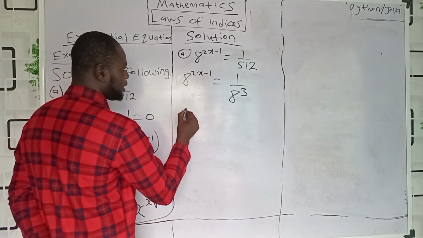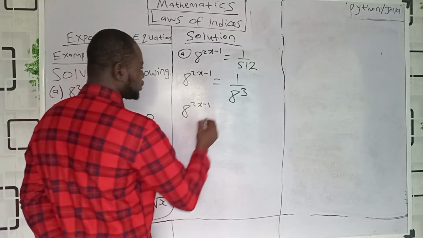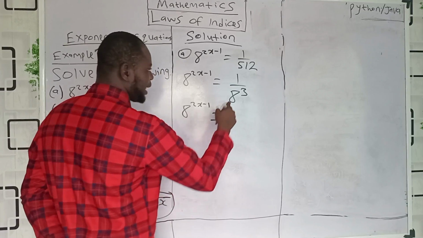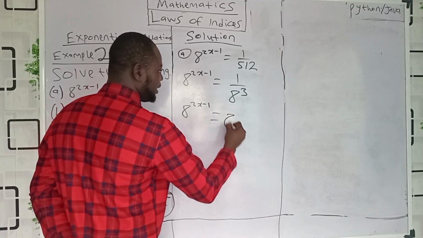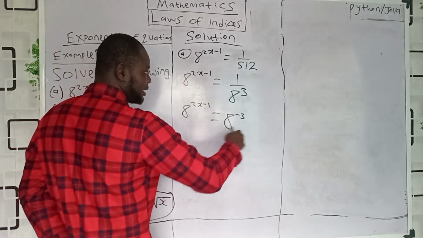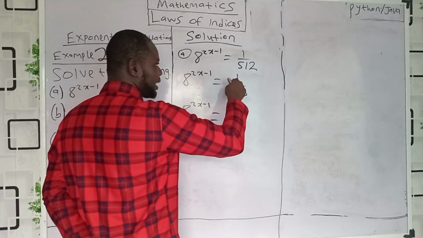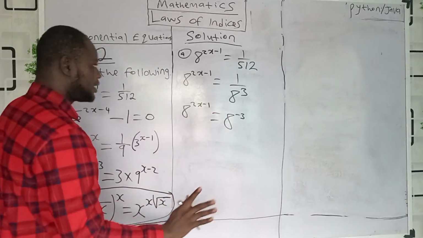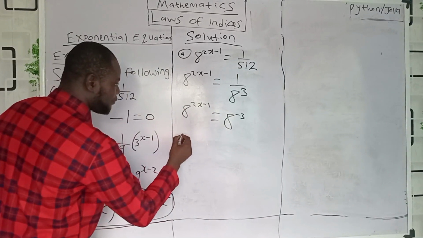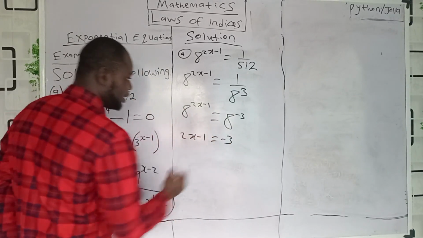Very simple. So I can now say 8 raised to power 2x minus 1 equal to, I can express this one as 8 raised to power minus 3. You remember that law, one of those laws. 8 raised to power minus 3 is 1 over 8 raised to power 3. I can change this one back to this, and I can change this one back to this. Very easy. Now the bases are equal. Therefore, I have 2x minus 1 equal to minus 3. Are you with me?